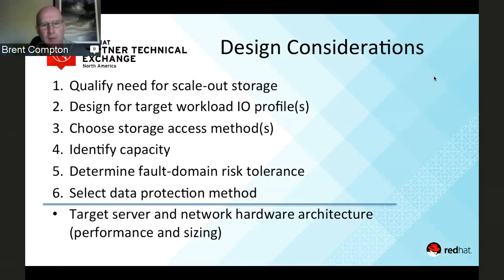That's what the line is meant to be. It's meant to be a summation line. Okay, so we're going to talk through each of these design considerations, and if we have time at the end, we pulled a few graphs from one of our performance graphs from one of our recent reference architectures.